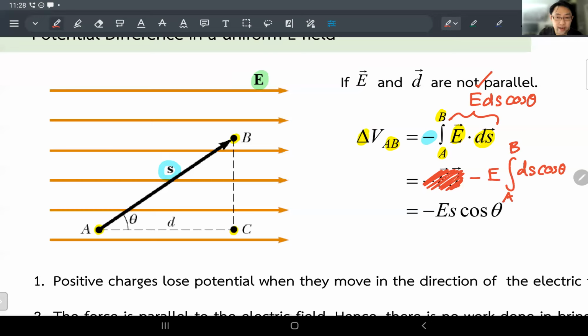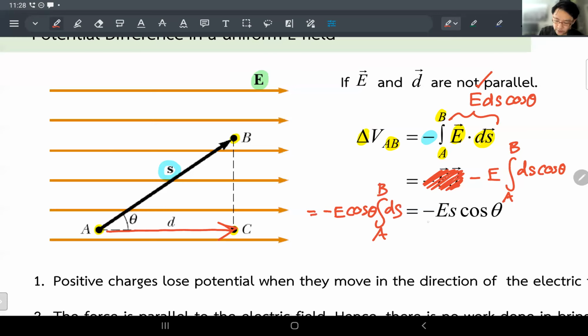But then what you can see about that, wait a second. When you do the ds cosine theta, it is this vector right here. So what I'm saying is, you don't have to do anything, because the cosine theta is a constant. So you can also pull out cosine theta. You only have the integral of ds left from A to B.